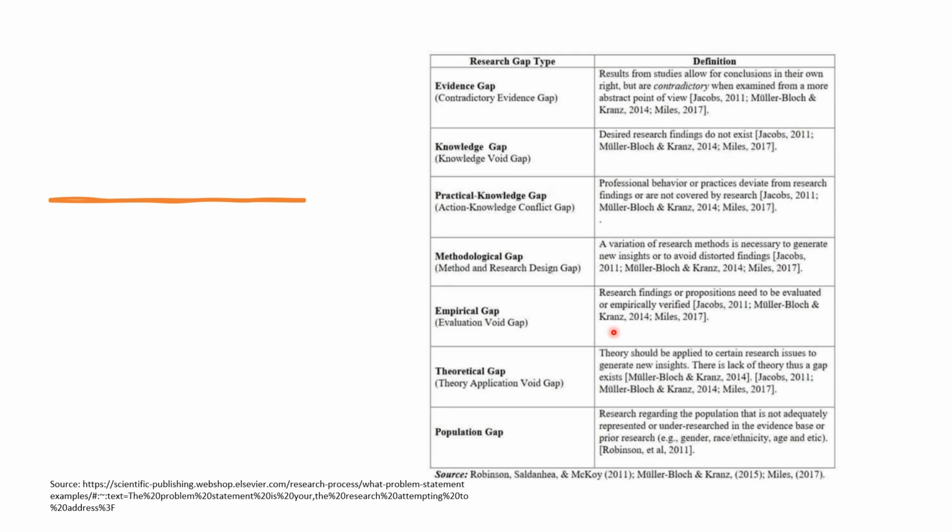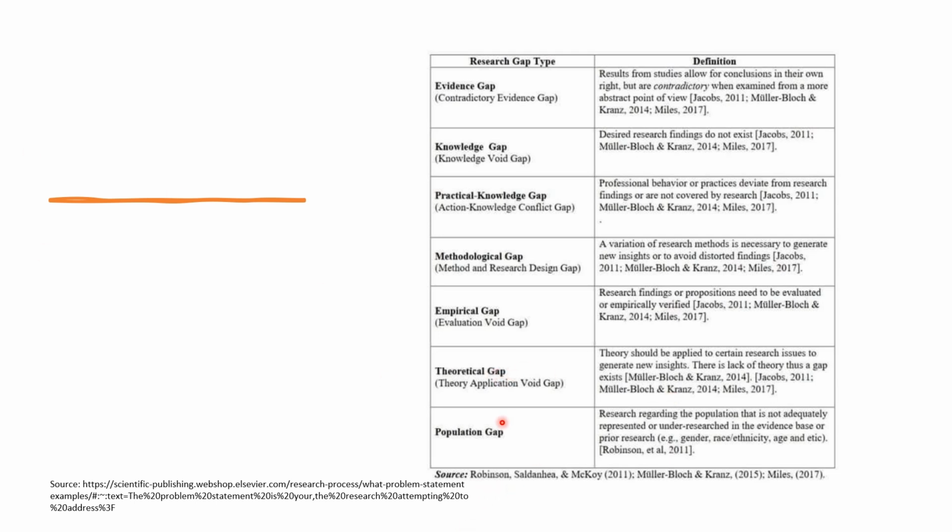Another research gap type is the theoretical gap. Theory should be applied to certain research issues to generate new insights. There is a lack of theory, thus a gap exists. So the purpose of your research is to develop theories that can be applied, that can be used, that can be validated, to gain new insights, and hopefully these insights can now solve a problem. So this is a theoretical gap.